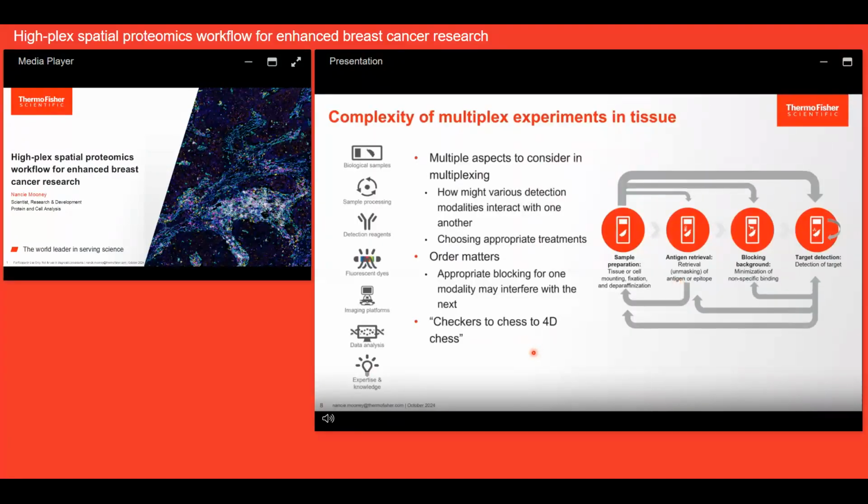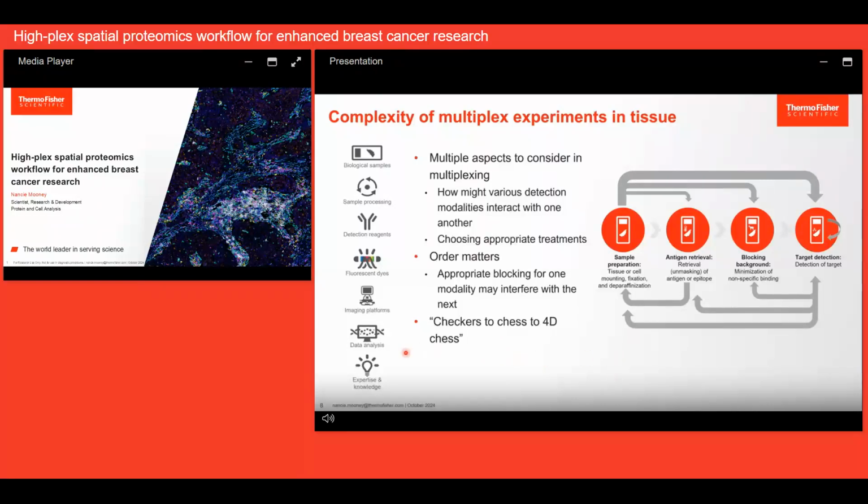So when it comes to multiplex, it's complex. There's multiple aspects to consider. For example, as I called out before, how the various detection modalities might interact with each other, or how to choose appropriate treatments in order to enable these various modalities. So how you prepare your sample, the antigen retrieval, how you might block various backgrounds, both autofluorescence and just simple protein backgrounds, as well as how you're going to detect the target and how you might detect multiple targets. In many cases, the order matters. How you might block or antigen retrieve for one modality might interfere with the next. And so really this complexity is less linear and more exponential in a lot of ways, kind of a checkers to chess to 40 chess.